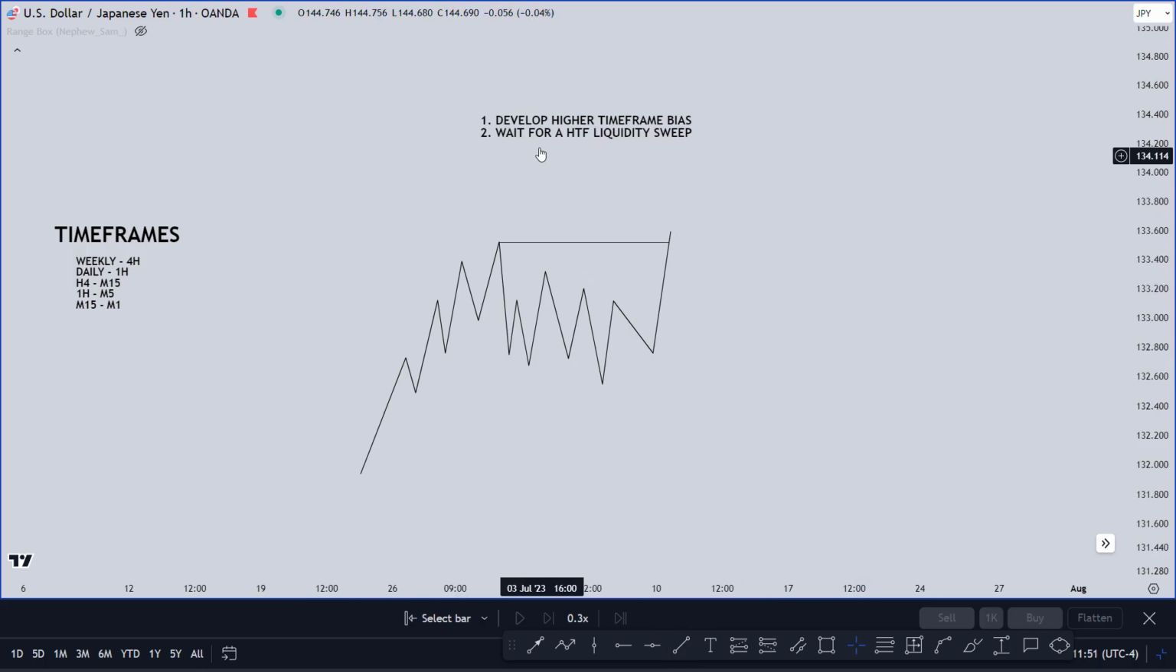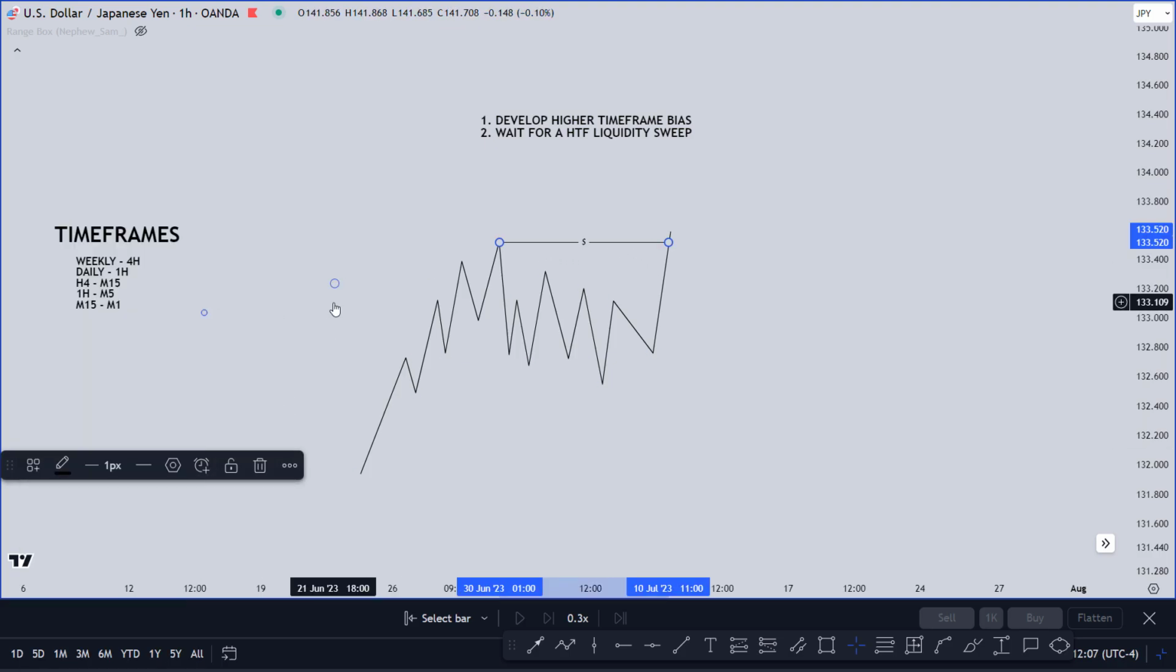And then for number two, we have to wait for a higher time frame liquidity sweep. As we can see here, price was building up higher highs and higher lows, and then price started building up this internal range liquidity right here. And then we see right here, price came and purged through these old highs. So this is our higher time frame liquidity sweep.